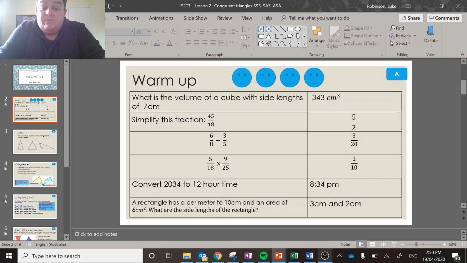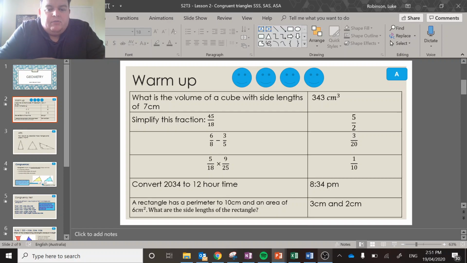6 over 8 minus 3 over 5. If you times both sides by the denominators, you should get 30 over 40 and 24 over 40, which is 6 over 40. You can simplify that down to 3 over 20. Next one, 5 times 9 is 45. 18 times 25 is something big. 450, I think. I'm assuming it's 450. 45 over 450 cancels down to 1 over 10.